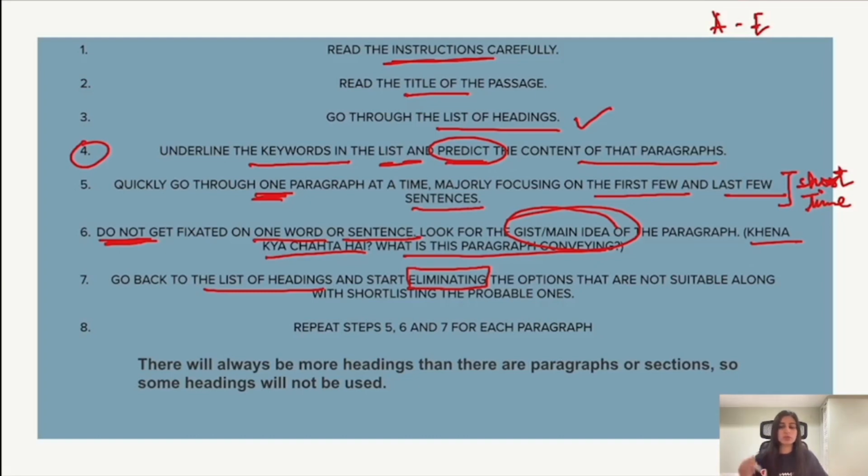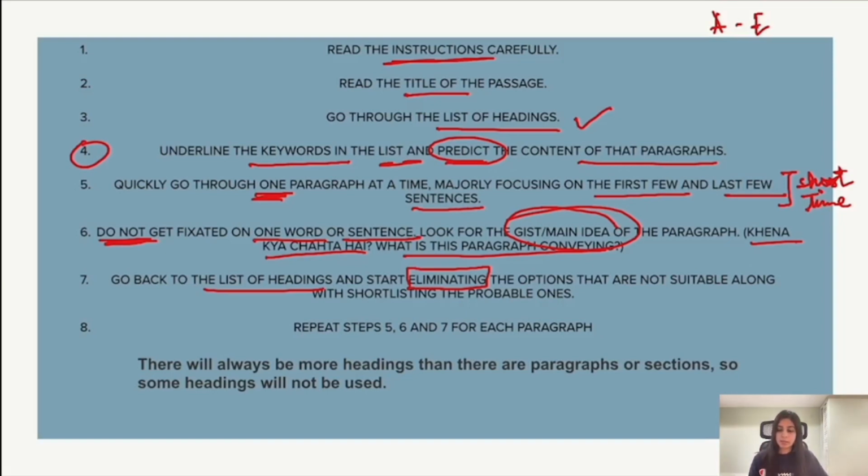Let's say there are 10 or 8 headings. You go through each one of them and you start eliminating them if they do not make sense with respect to the paragraph that you read. Now, eliminating or putting a cross basically means that you're 100% sure that this heading or this title is not making any sense, or is not the heading of that particular paragraph.